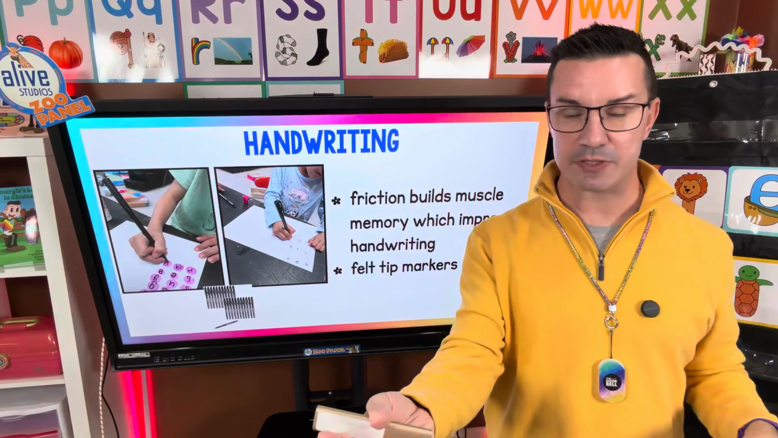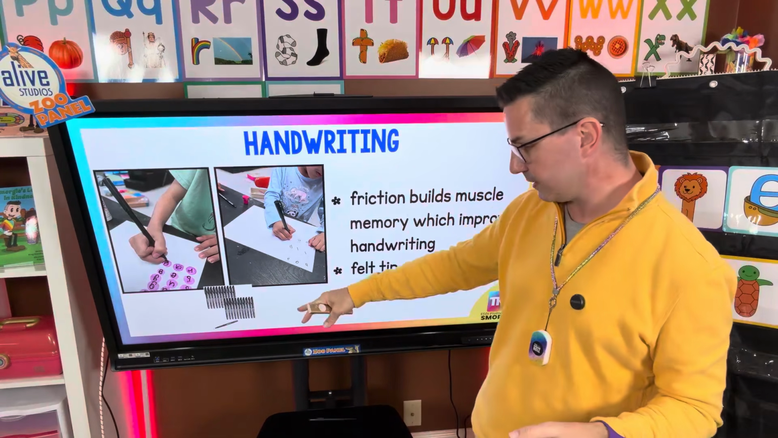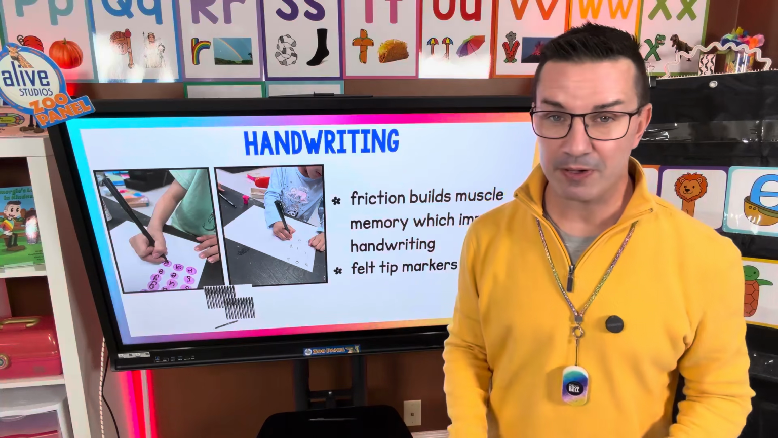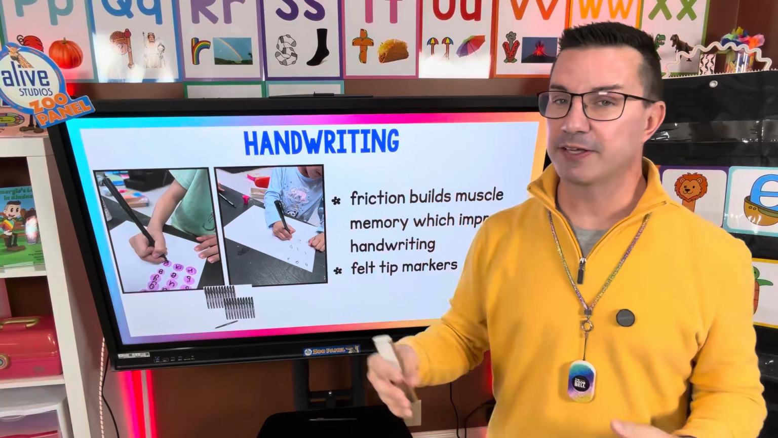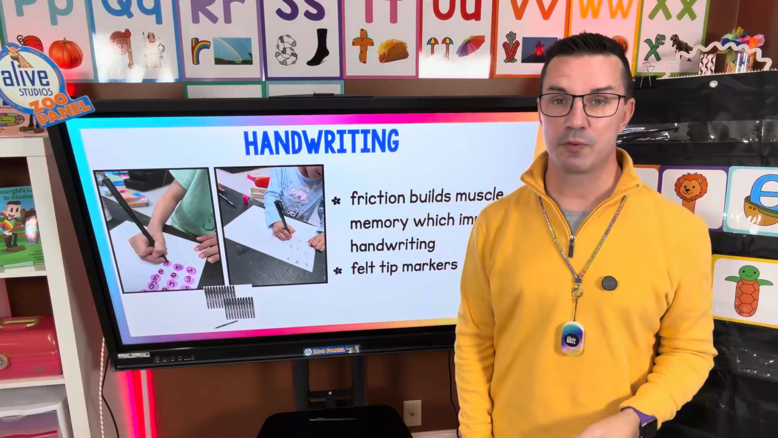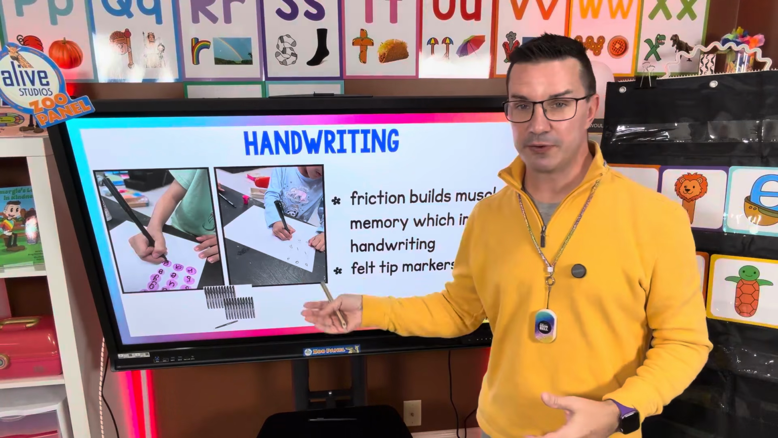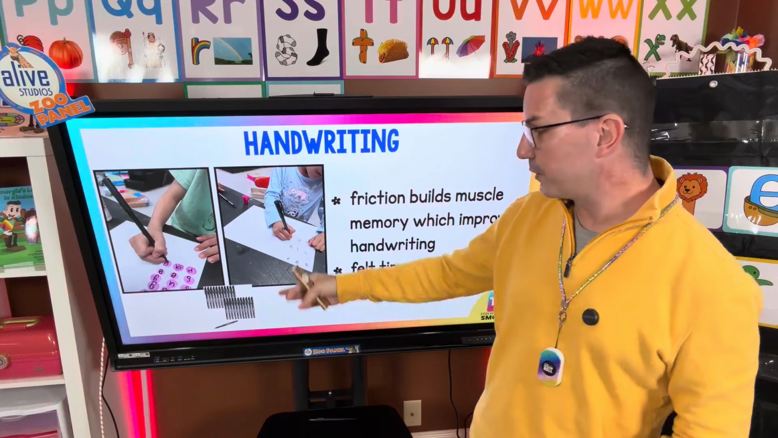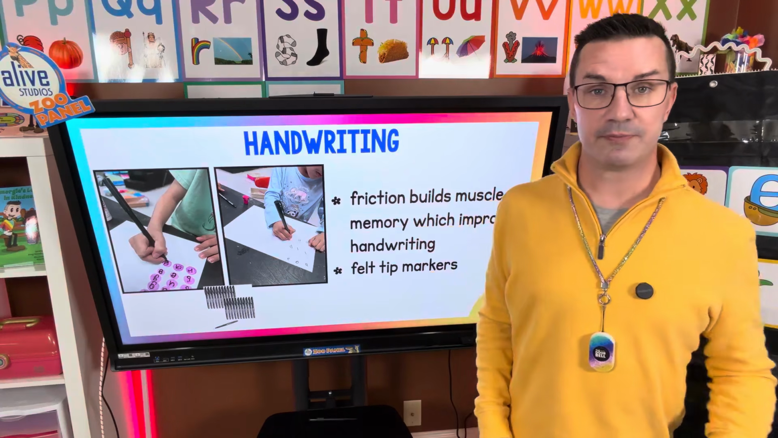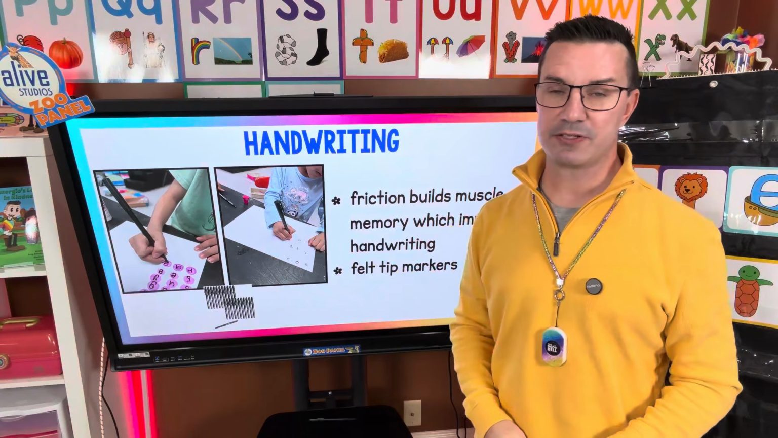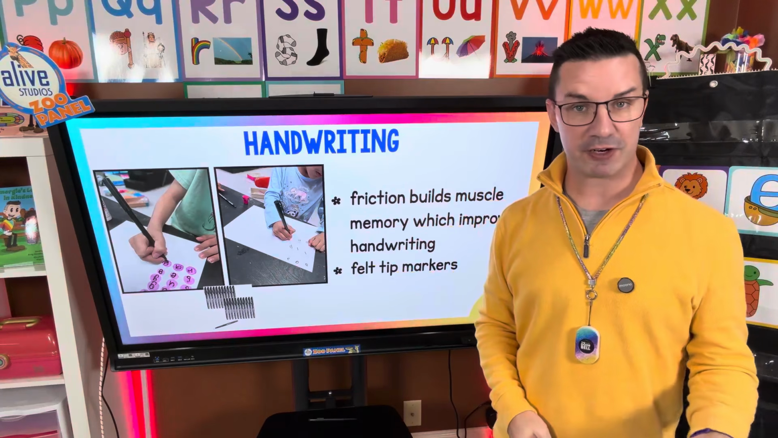You can get them on Amazon. We actually have a link. We'll send you a link to some that we found that we like, the ones that we use. I buy them in bulk. They're in my small group area. They're in my community supplies. And so when we're doing some writing, when we're doing handwriting, when we're in small groups doing word work, we use pencils, but we also will use the felt tip markers just for that friction piece.